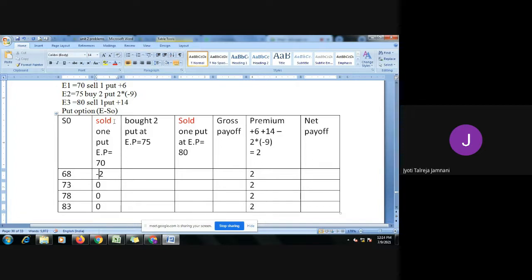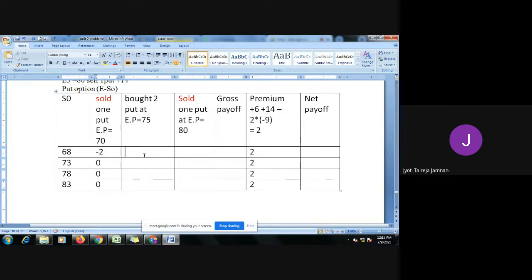I'm doing E minus S naught, but E minus S naught will give gain to the option holder. In this case, Divya is the option holder. She will gain 2 rupees. So if she is gaining, I should lose. So remember, do it the usual way, E minus S naught. Only when it is sold, you have to add a minus sign because that is not your gain, it is the other party's gain. Now this we have bought, so we need not add a minus sign. Whatever is the gain will be ours.